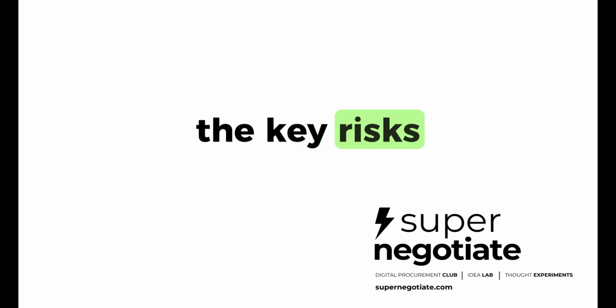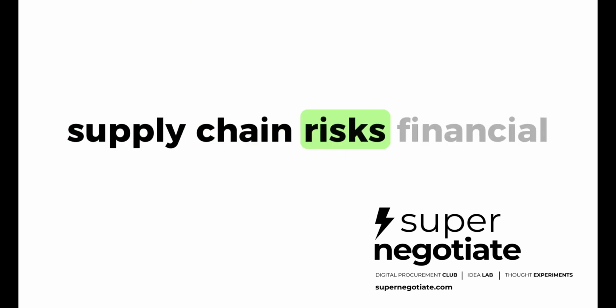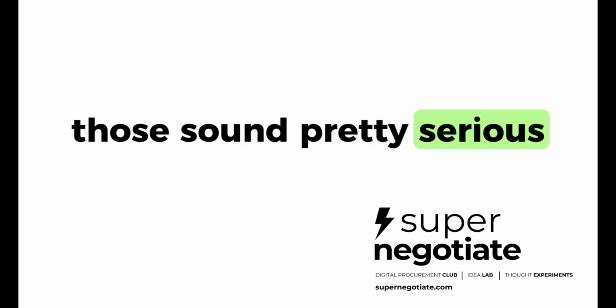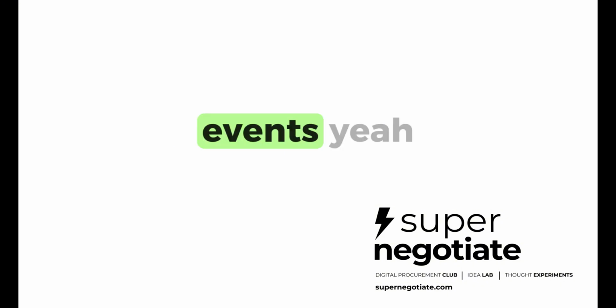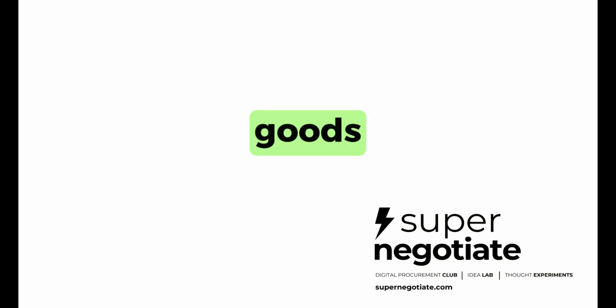What are some of the key risks? They highlighted several categories: supply chain risks, financial risks, legal and compliance risks, and even ethical risks. Okay. Those sound pretty serious. Let's start with those supply chain risks. Okay, so those are any events or circumstances that could disrupt the flow of goods.